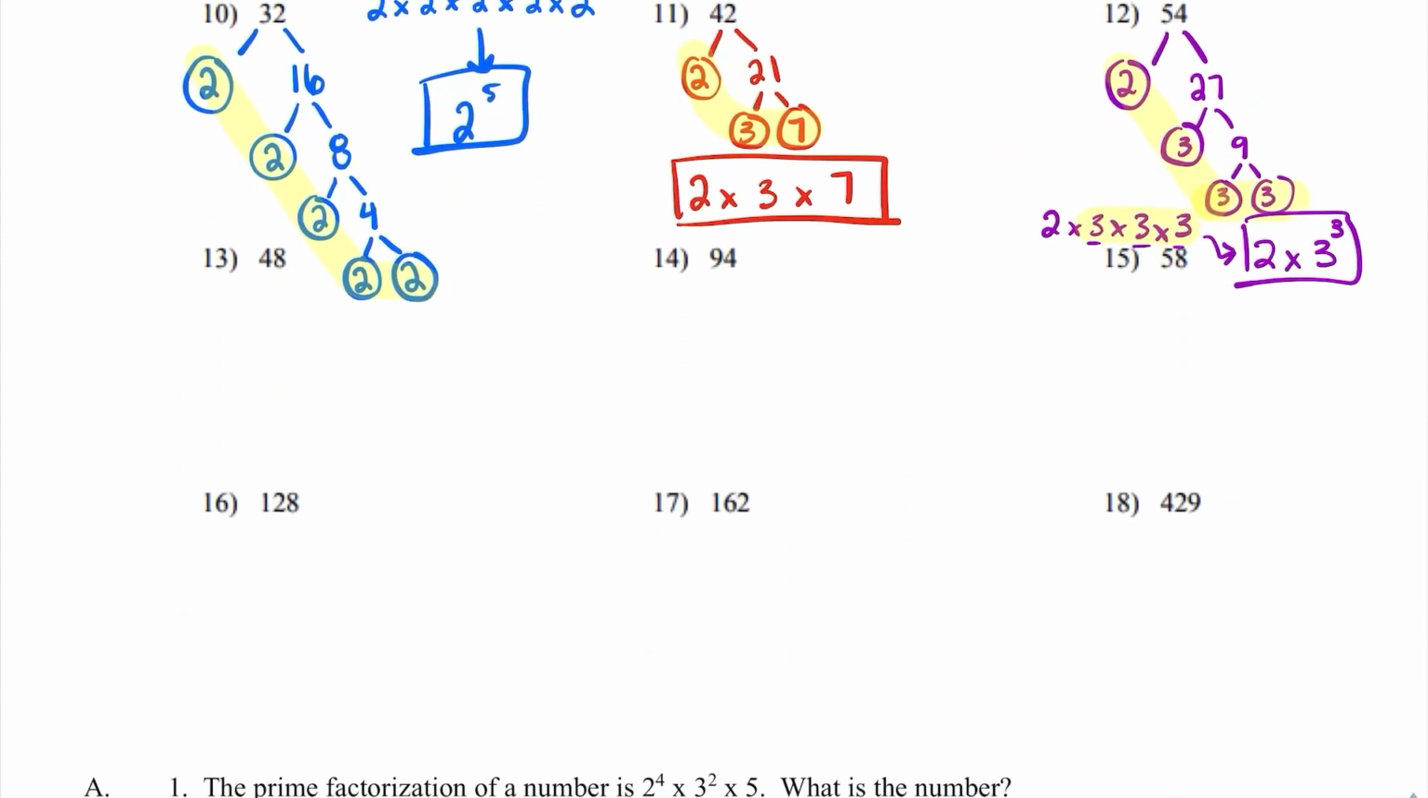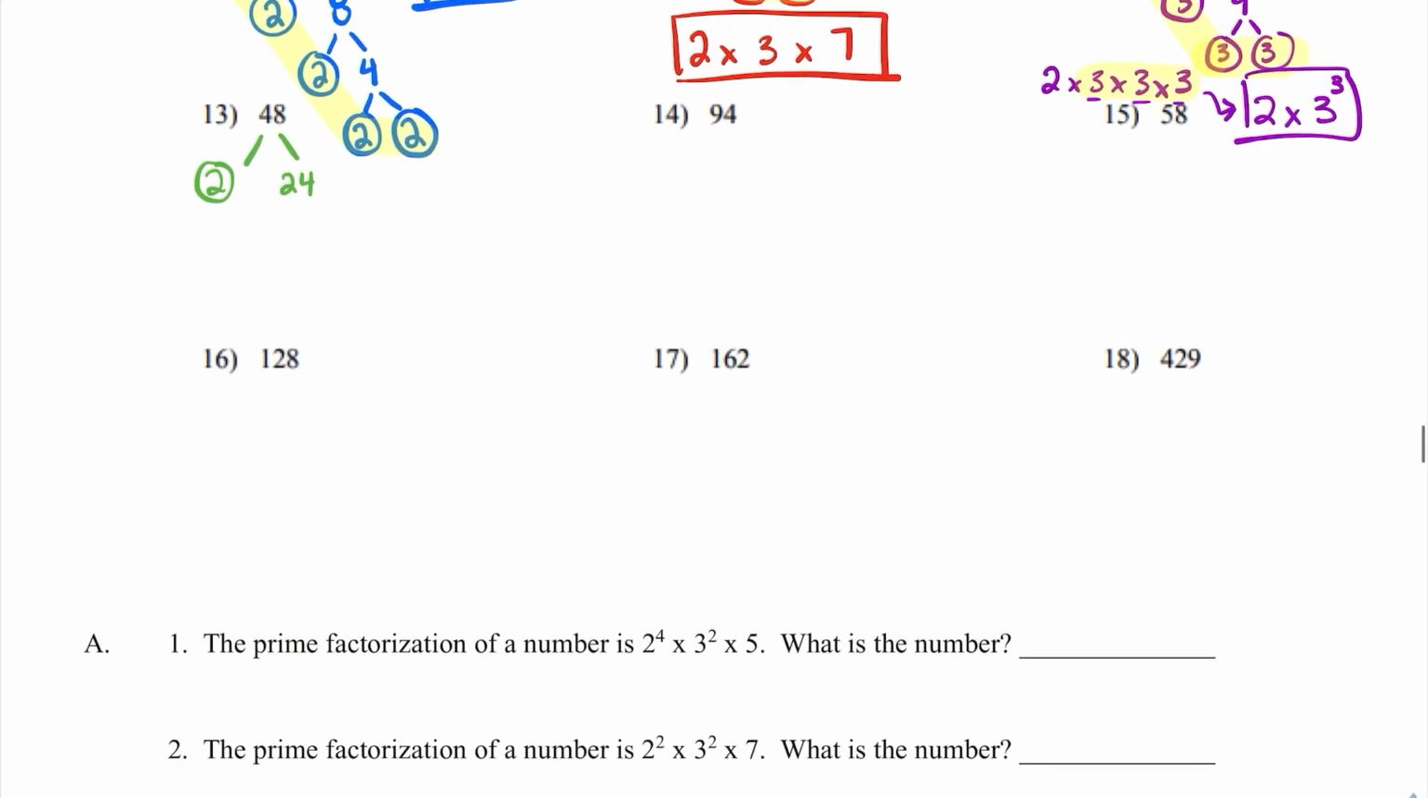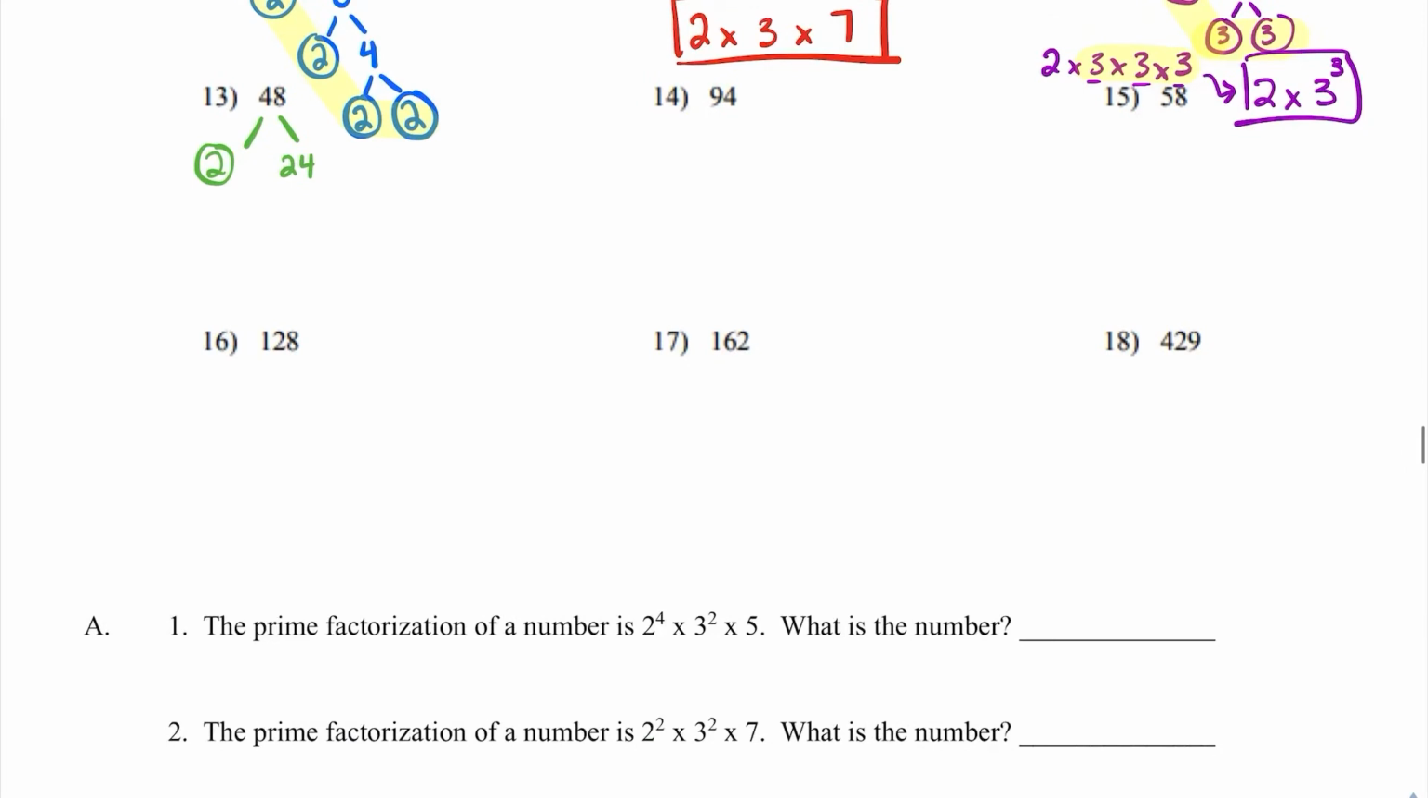Okay, let's do one more together, you guys. Let's go in green. Okay, so starting out, is your number even? 48 is even, it ends in an even number. So therefore the smallest prime factor that goes in is 2. Now you need to ask yourself, 2 times what gives you 48? Well, 2 times 24 gives you 48. Okay, I know 24 is composite, so it's going to have 2 branches.